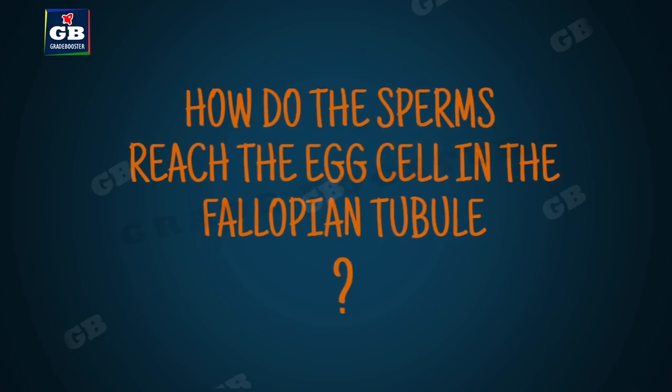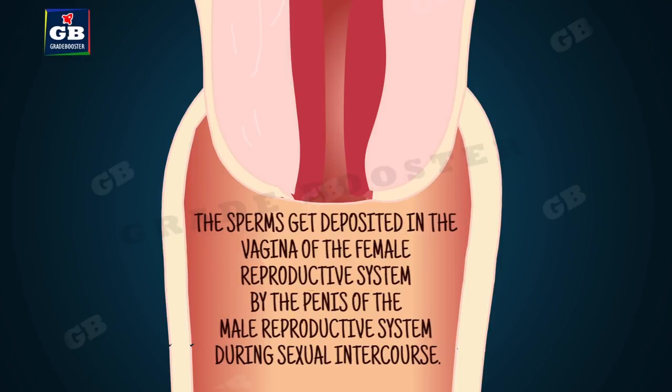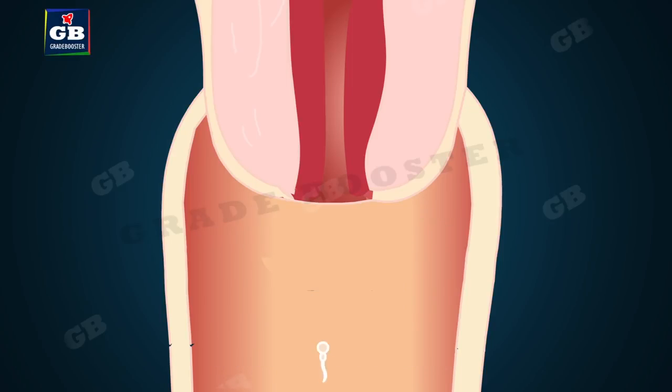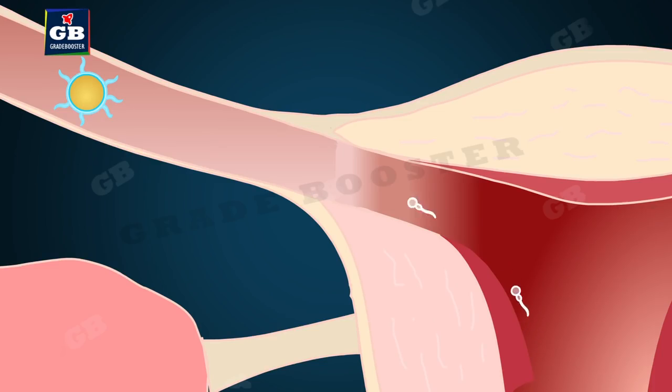Then, how do the sperms reach fallopian tubule? The sperms get deposited in the vagina of the female reproductive system by the penis of the male reproductive system during sexual intercourse. The sperms travel towards fallopian tubule and finally reach the egg cell and fertilize it.